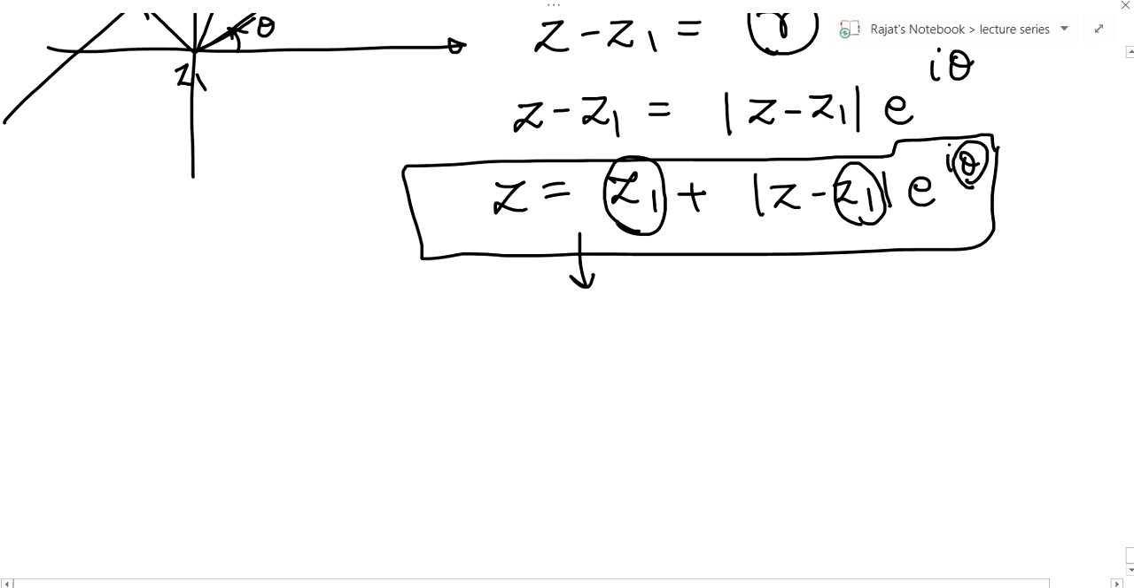Okay, so I covered the locus of circle in the previous lecture, and now this is the locus of a straight line. Okay, stay tuned, we still have a lot of things to cover.